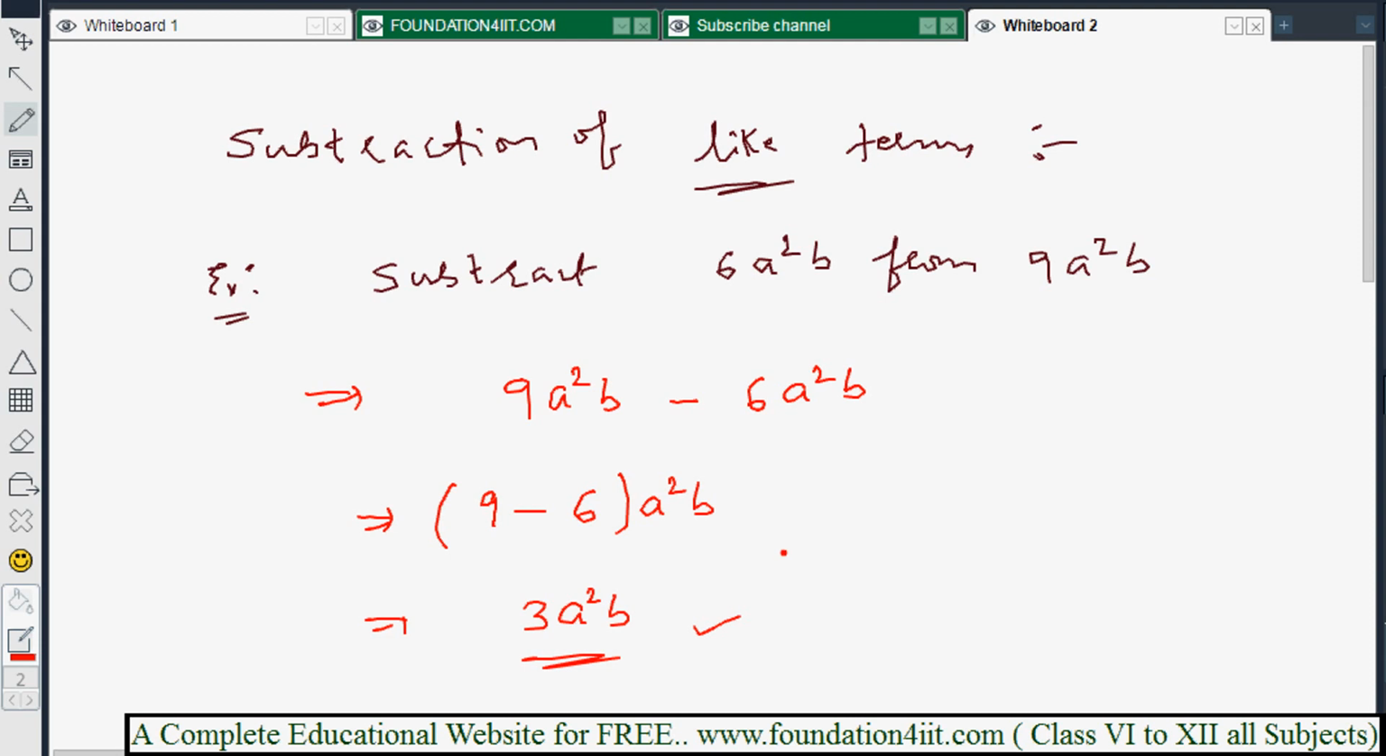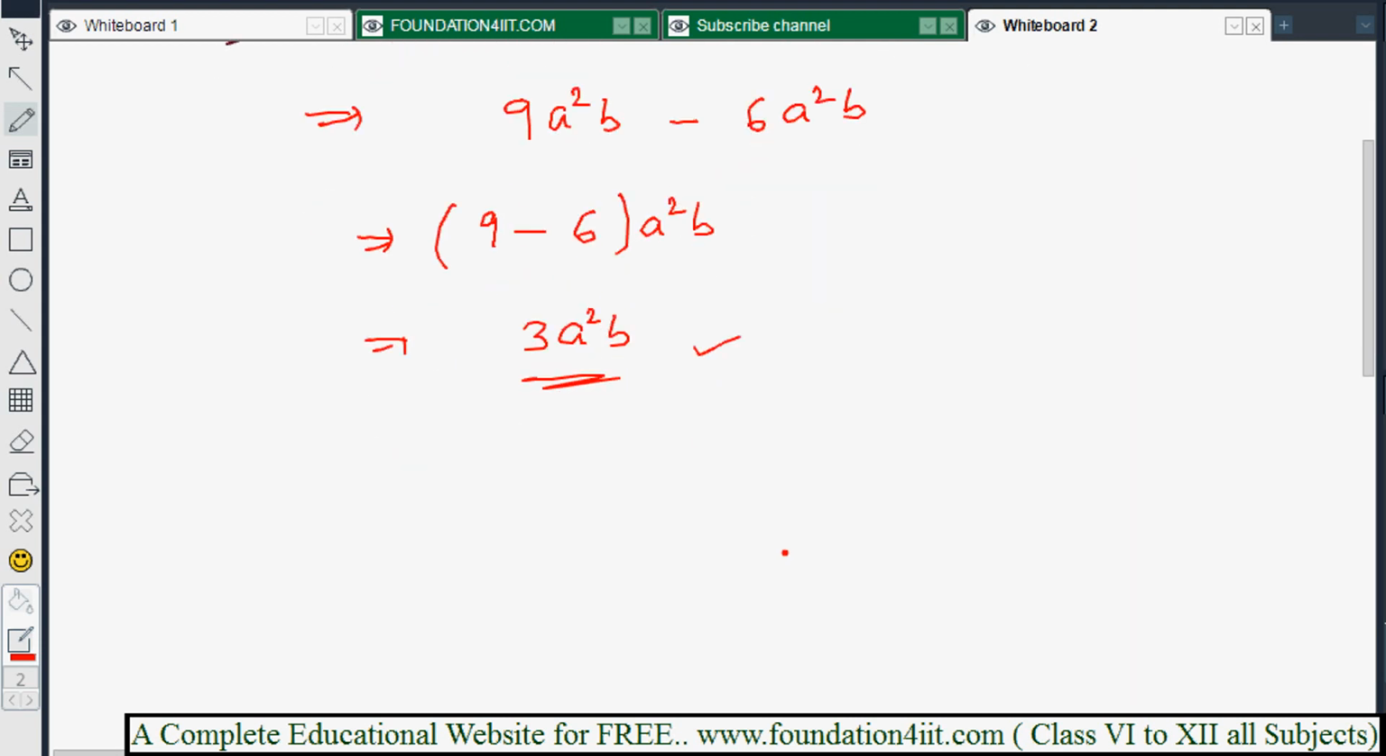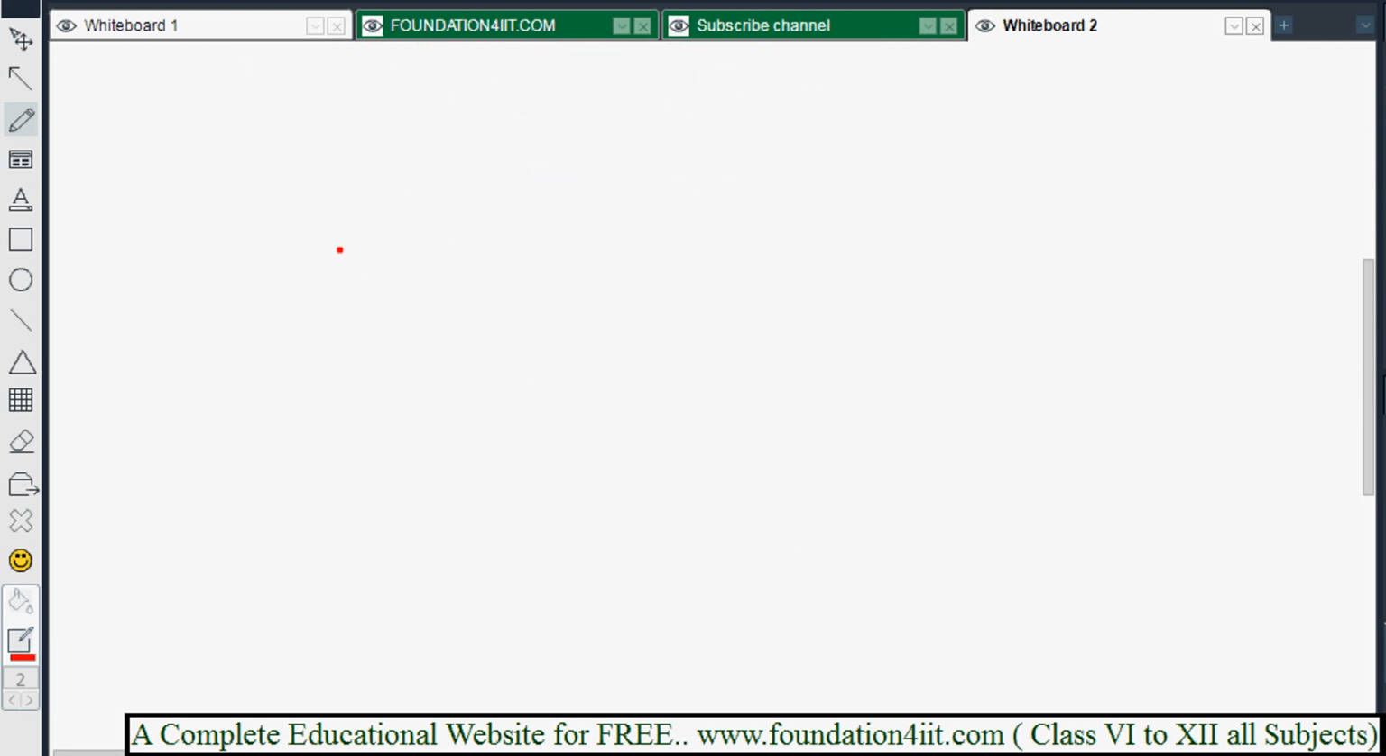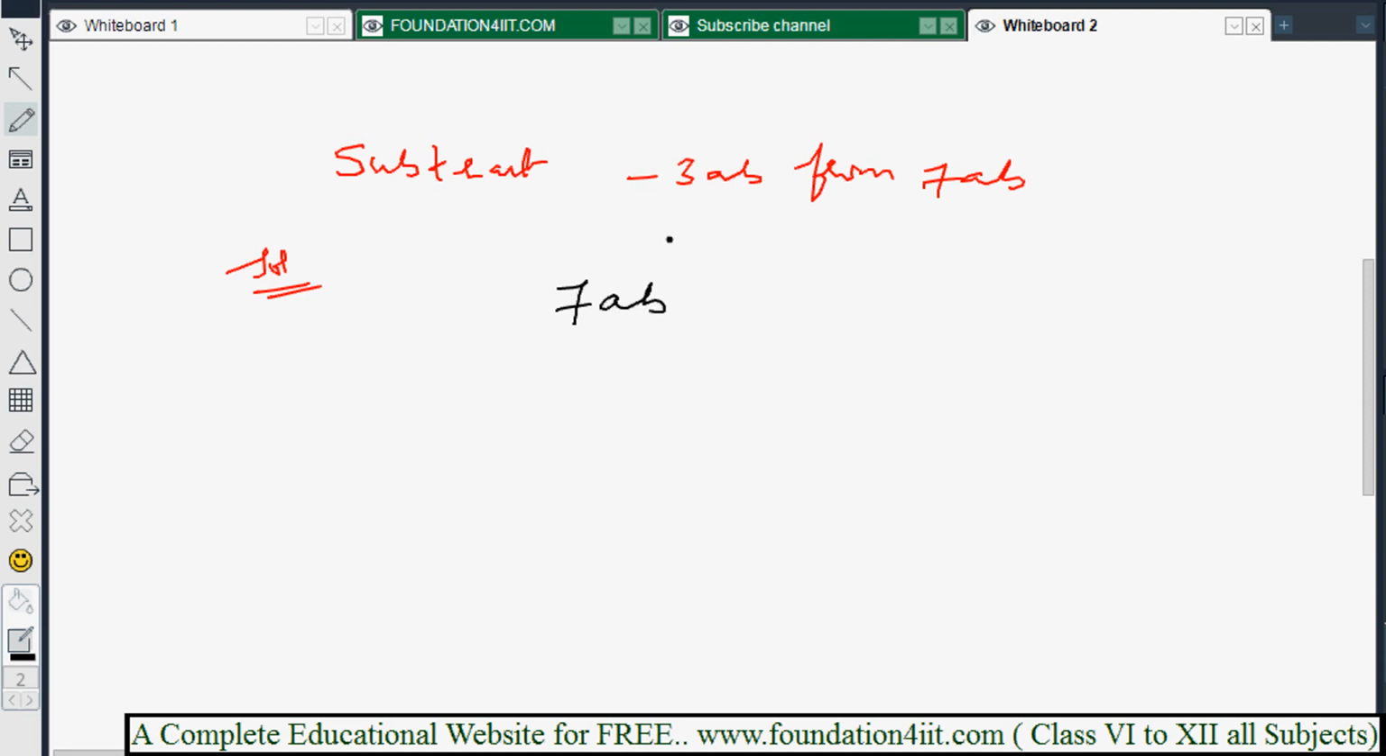Then subtract, alternate method also you can take for this. For example, means vertically we can write and we can solve. So it's alternate, changing the sign. Now question is like this: subtract minus 3ab from 7ab. So this alternate method is what you need to subtract, from which you have to subtract, that we can write on top 7ab, and what you have to subtract minus 3ab.